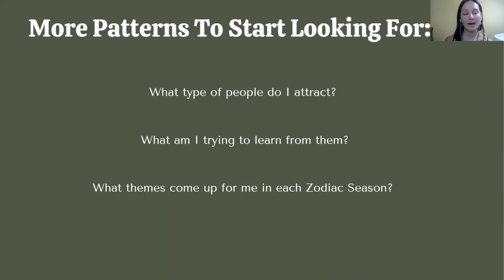And we'll learn more about, of course, those energies and what it means in the mini series. What am I trying to learn from them? I already kind of spoke to that. What theme? So for me, for instance, with a lot of the Cancer people in my life, I'm trying to learn how to be empathetic, how to be connected to my emotions. That's one big thing I'm trying to learn from the Cancers in my life.